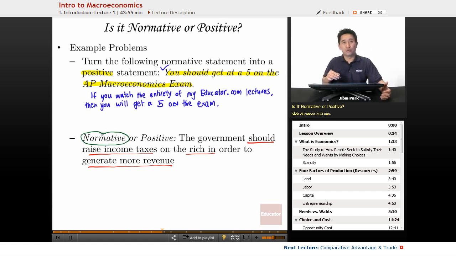Because who's to say who should or shouldn't? Again, this is a normative issue. One person may believe in supply side theory, where lower taxes will actually generate more output from the supply side, whereas Keynesians might believe that it's better for the government to stimulate the economy during recessionary times.